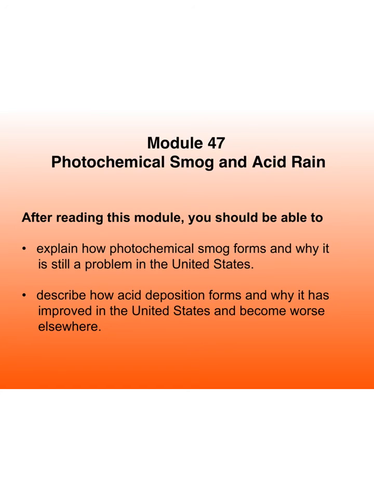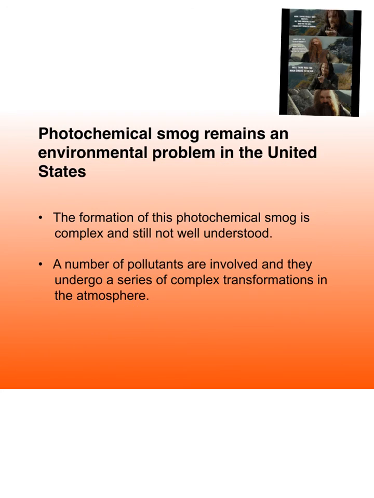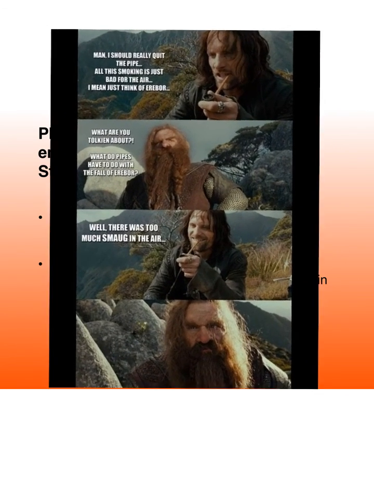All right, let's look at photochemical smog and acid rain. We're going to look at the equation for photochemical smog and why it's still a problem in the United States. Describe how acid deposition forms and why it's improved in the U.S. and become worse elsewhere, right? AKA who's still using fossil fuels a lot, right? All right, so here, let's look at ways we can decrease smog.